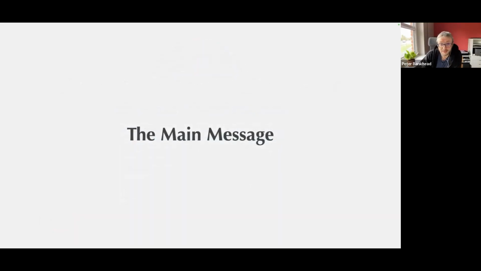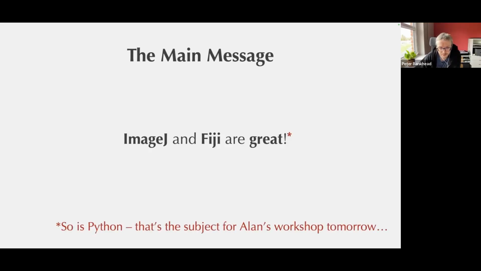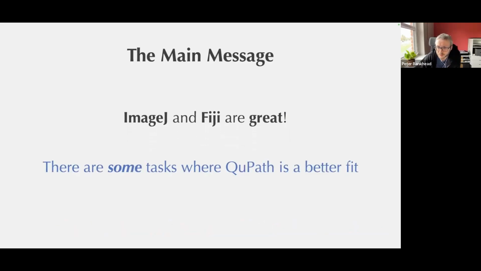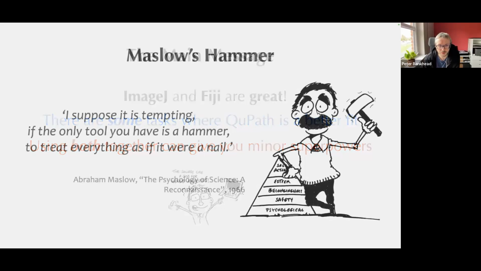So the main message for this talk or workshop today is, I think ImageJ and Fiji are great. So is Python as well, but that's really the subject for Alan's workshop, which is coming tomorrow. There are some tasks where I think that QuPath is probably a better fit. But I would say that if you can use both together, then it can give you kind of minor superpowers. I think it's quite satisfying to be able to recognize that there's something QuPath won't let you do, but you know how to do in ImageJ and Fiji, and if you know how to link them together in a quick and efficient way, then it's quite satisfying to be able to do much more than you could with either software on its own.